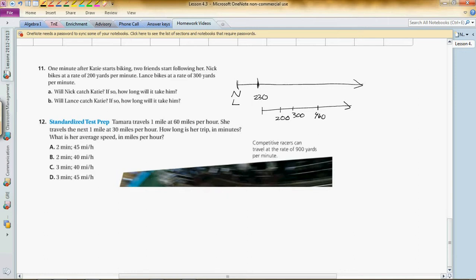Problem 12. Tamara travels 1 mile at 60 miles per hour. She travels the next 1 mile at 30 miles per hour. How long is her trip in minutes, and what is her average speed in miles per hour?